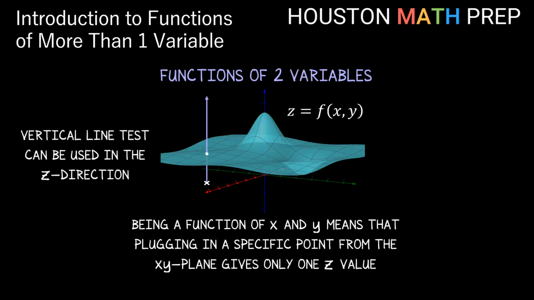If we're able to visualize the graph of a surface in 3D space, we can still think of the vertical line test being able to tell us if something's a function of x and y. Obviously, in 3D space, our vertical line test will now run in the z direction, but the idea is still the same, that if every vertical line through the graph of the function would only intersect the graph once, then we know z is a function of x and y.